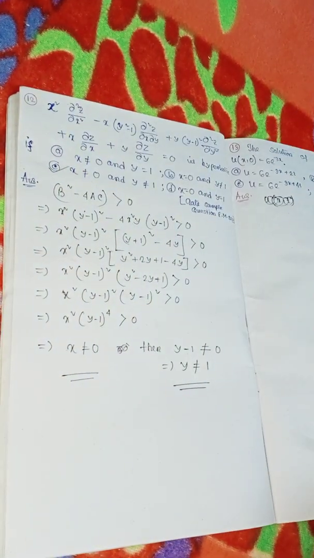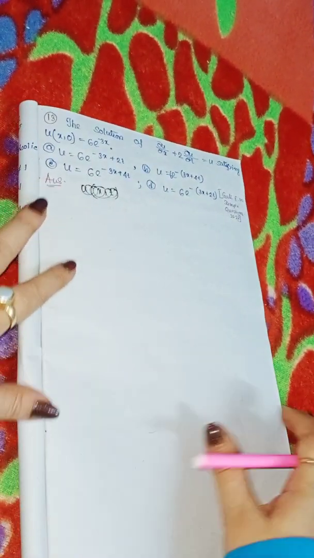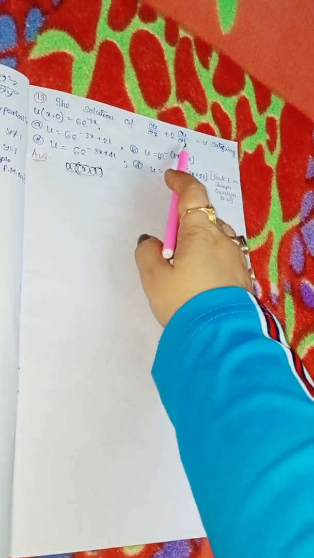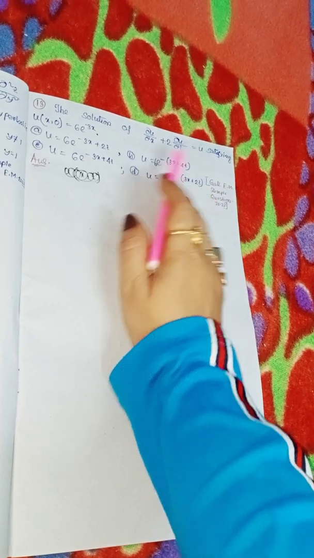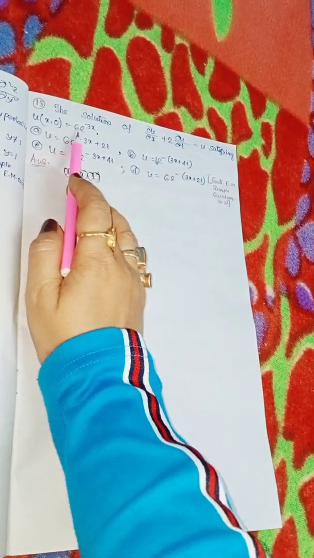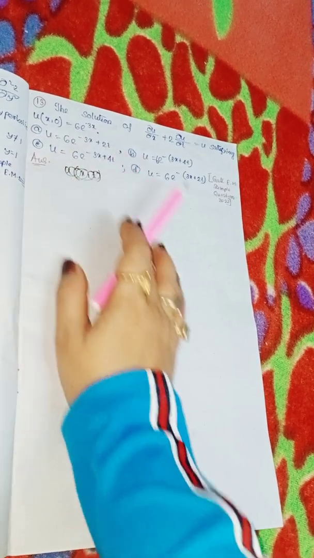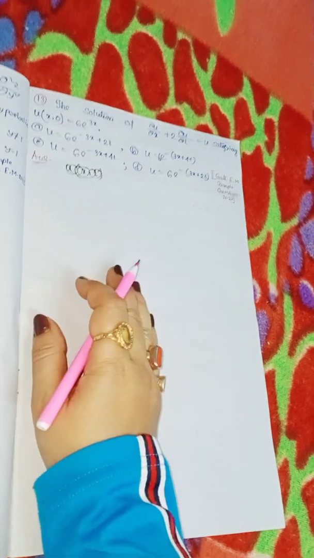Now moving to question 13. Question 13 tells us the solution of ∂²u/∂x² minus ∂u/∂y... ∂u/∂t is equal to u, satisfying u(x, 0) = 6e^(−3x). Four options are given. So this is a question on differential equations also, and it is a GATE sample question, Engineering Mathematics.